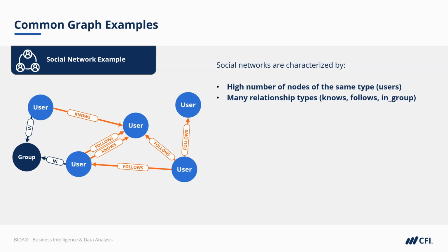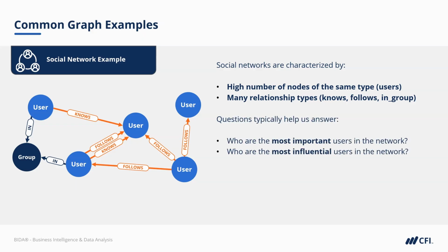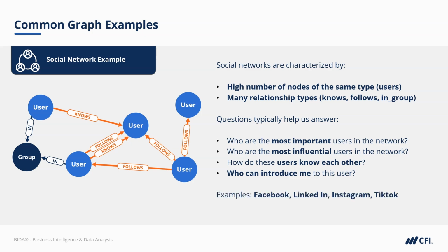The questions that this type of graph might help us answer are, who are the most important or influential users in the network, and how do these users know each other? When LinkedIn tells you who your common contacts are, you can think of that conceptually as a graph that's telling you how you might be linked to another user. So examples of these, obviously, Facebook, LinkedIn, Instagram, TikTok, all of them have a super high number of nodes of the same type, which are users.